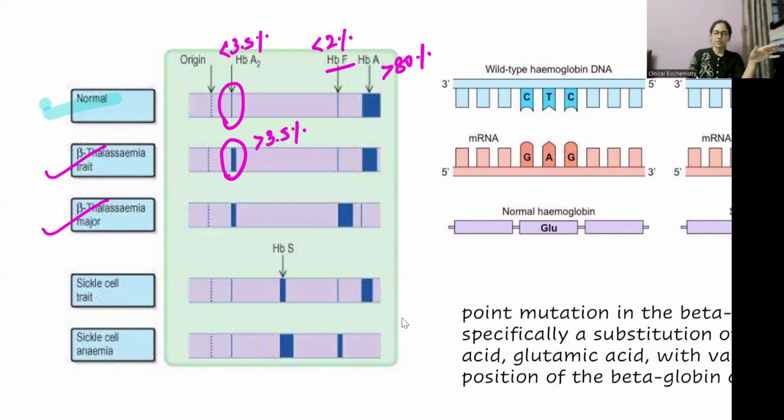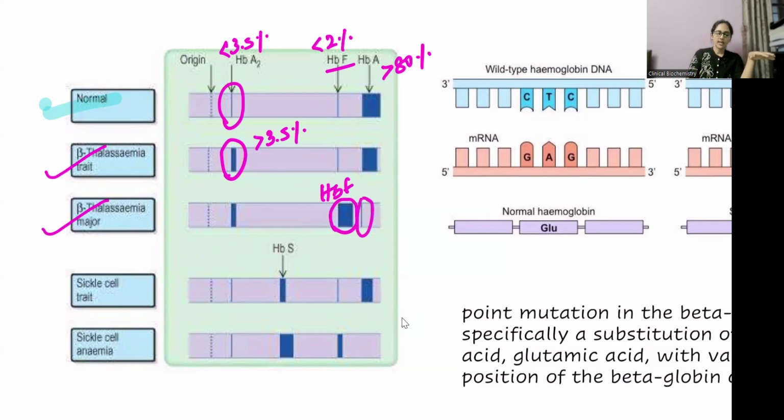Beta thal major, if you take, the characteristic will be more of fetal hemoglobin. Okay, more of fetal hemoglobin. That is what you will find. And adult hemoglobin is very, very less. That is what you find in beta thalassemia major.